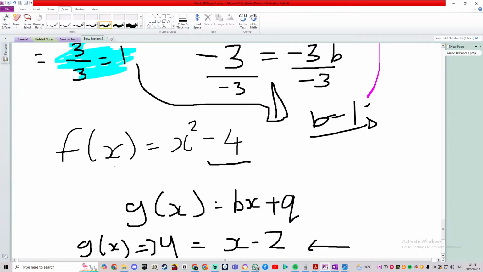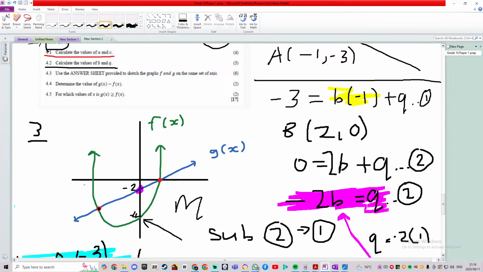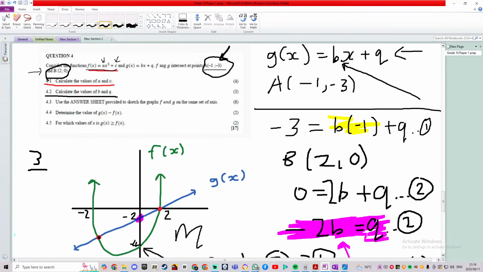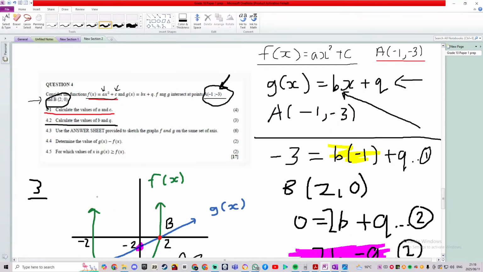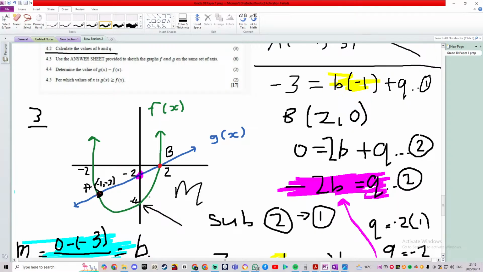Our x-intercepts, we need to indicate our x-intercepts as well. So for this f of x graph, I can calculate the x-intercepts in my head. Okay, let me not do it in my head, it's fine. It's 4 equals x squared, and you know that it's going to be plus minus 2. So the x-intercepts here is going to be minus 2 here and 2 there. Which you already know because that's p. Okay, and then this here is going to be minus 1, minus 3, because that's a.